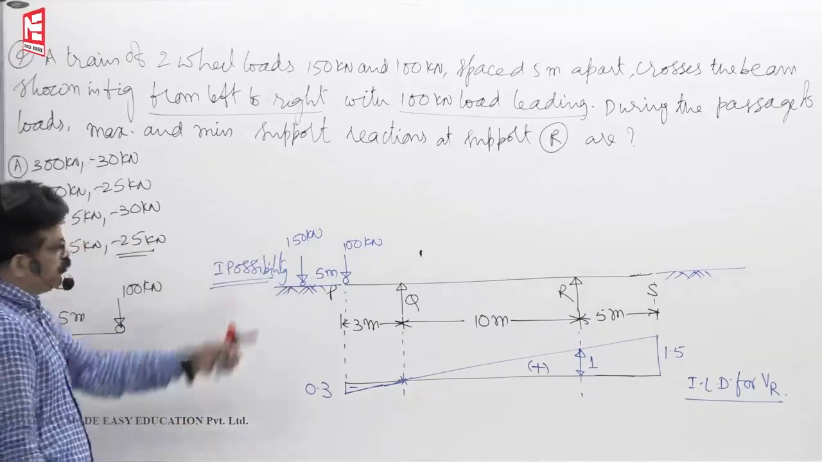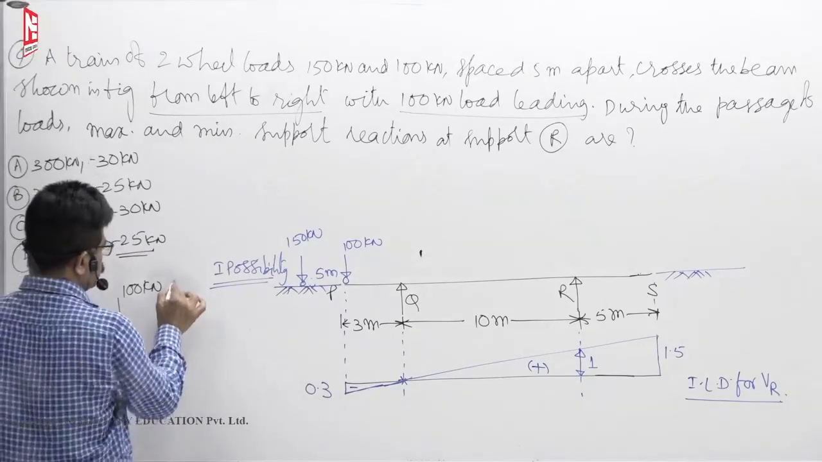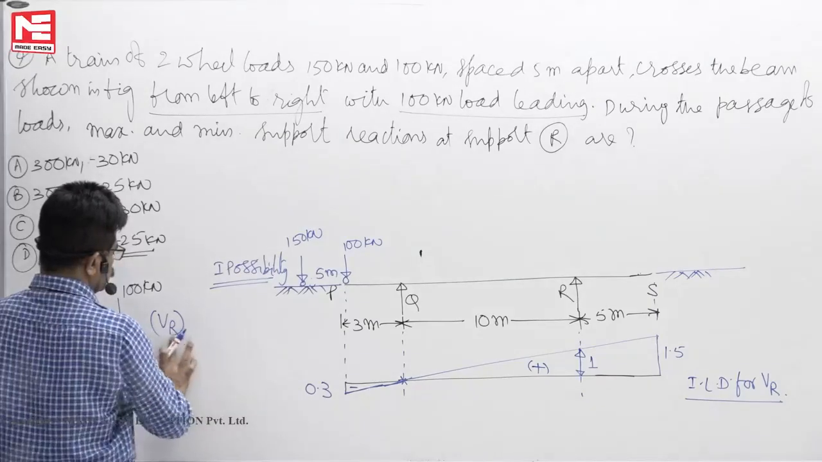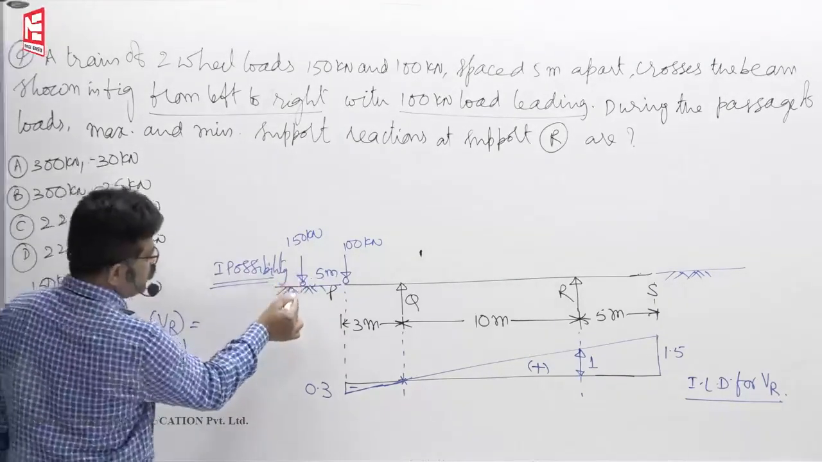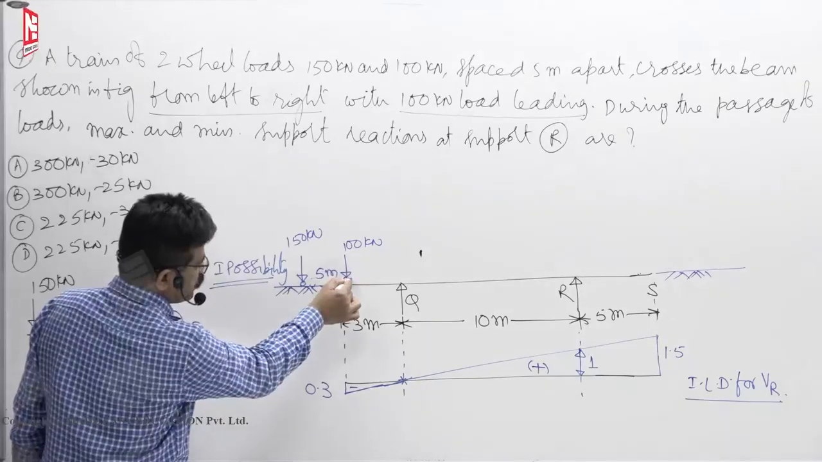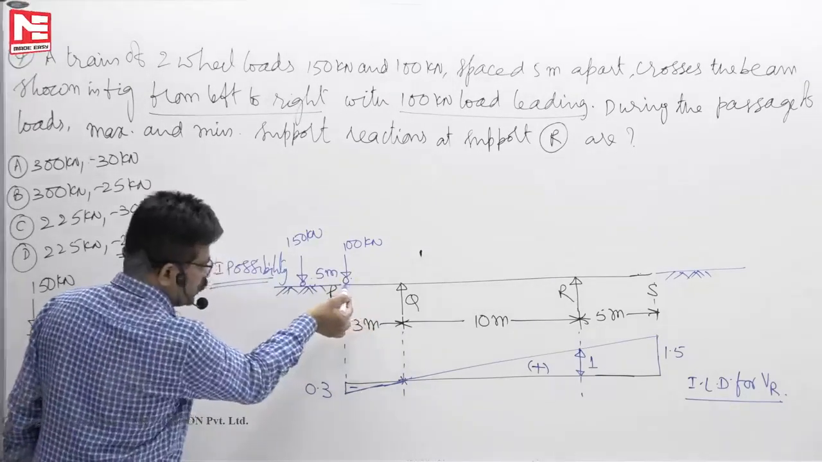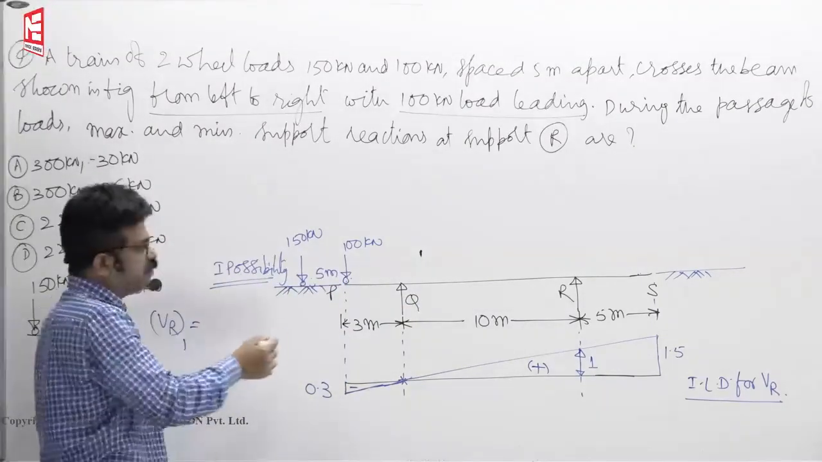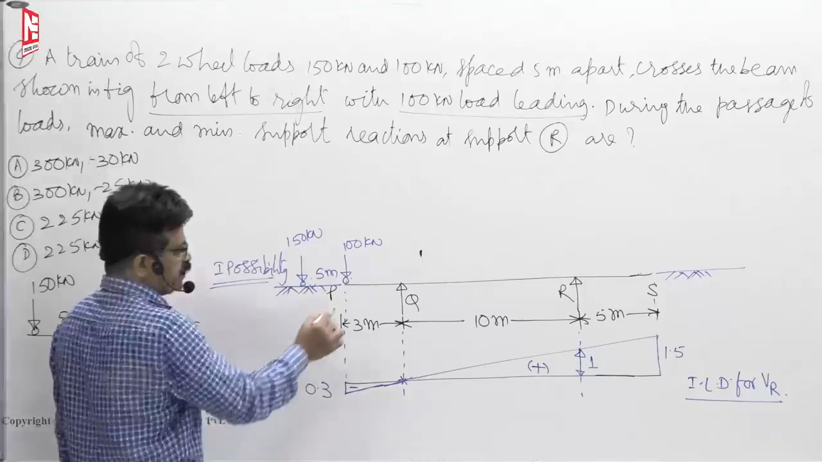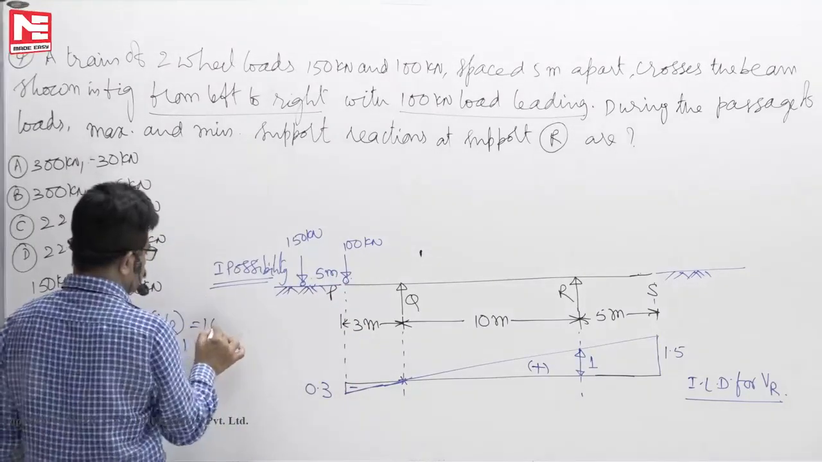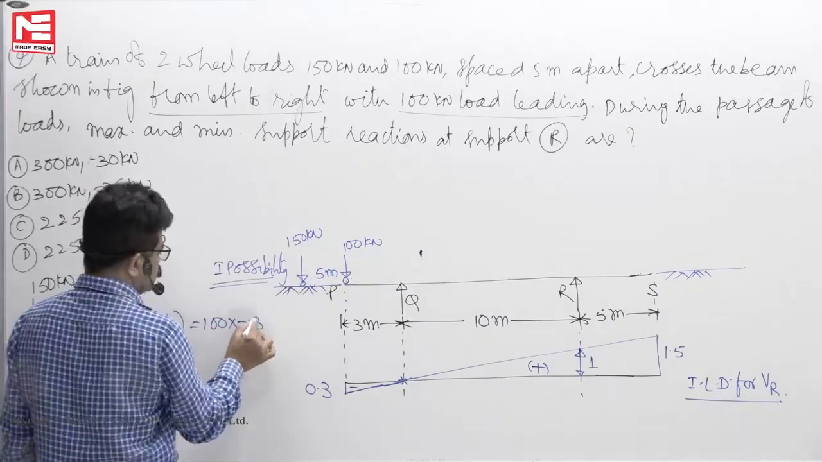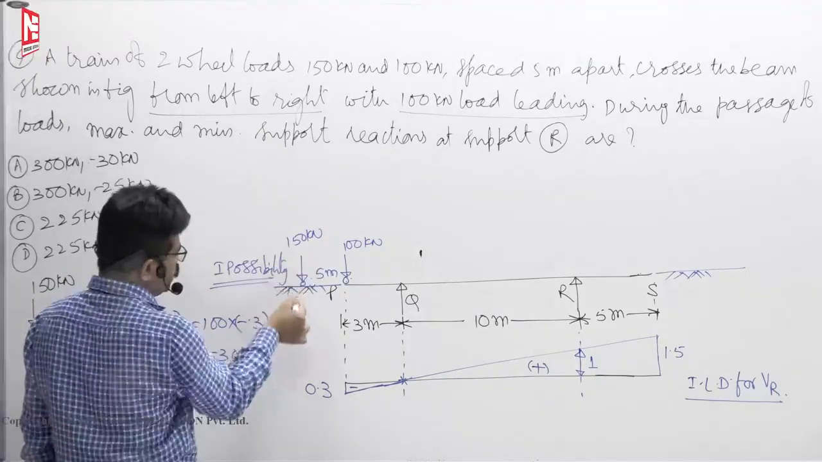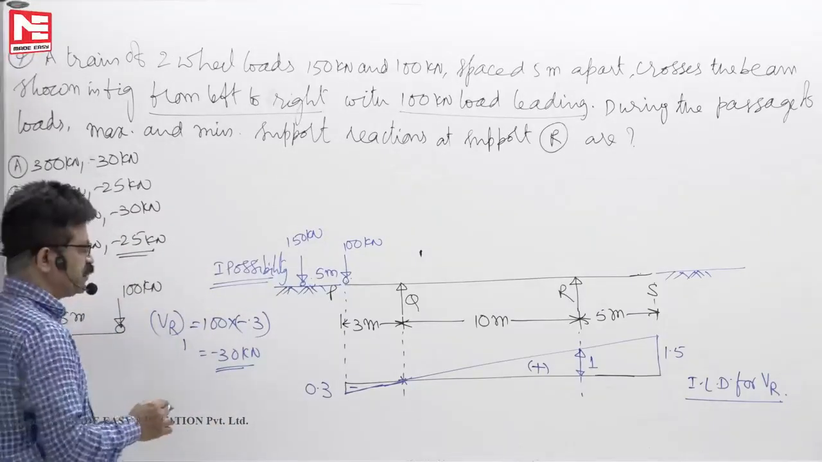For this first possibility, what is the reaction at R? 150 is on the ground, only 100 is there. Just entering the bridge. When the front wheel enters the bridge, the back tire is on the ground only. So this will have no influence on the reaction at R. So 100 into minus 0.3, so you will get minus 30 kilonewton. This is 150 into 0, you have to write it. So minus 30 you will get.